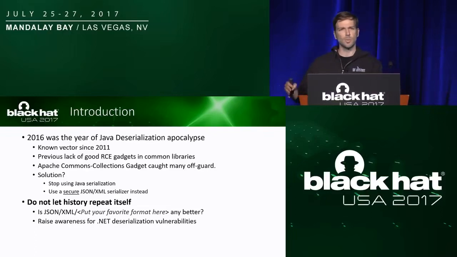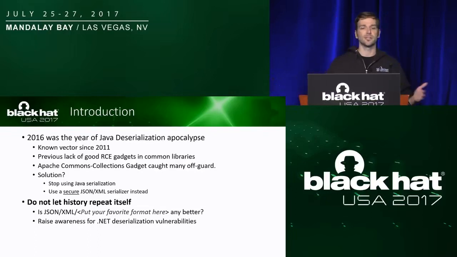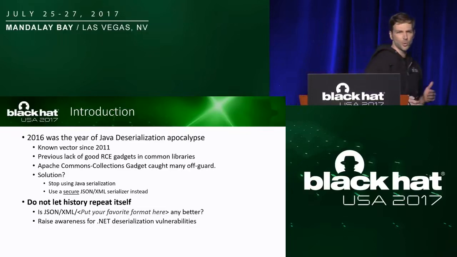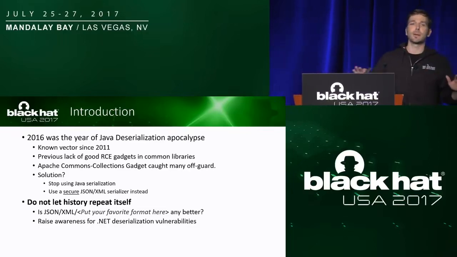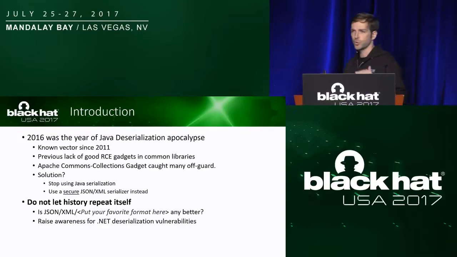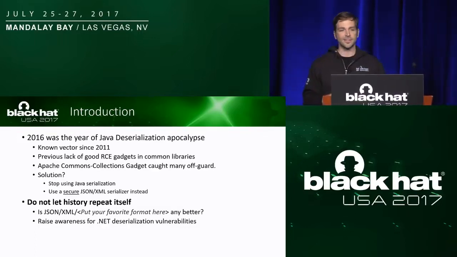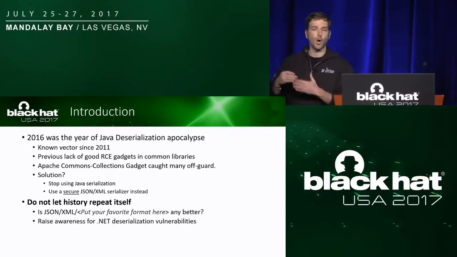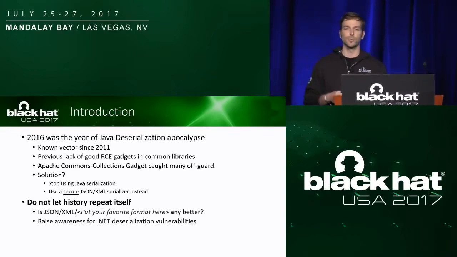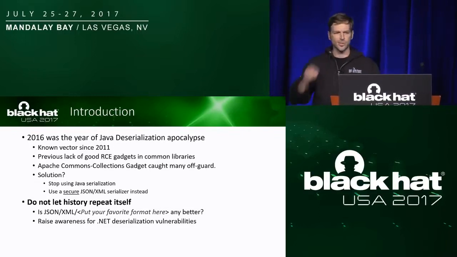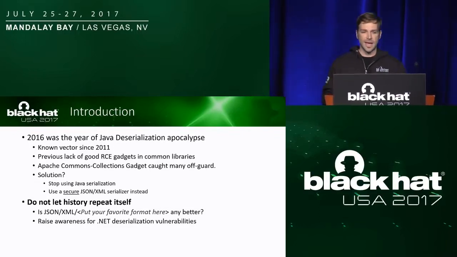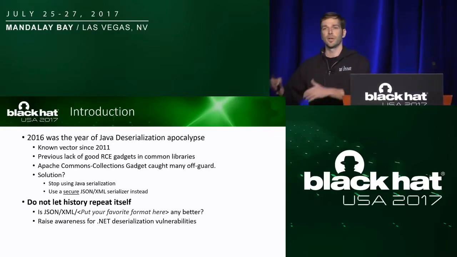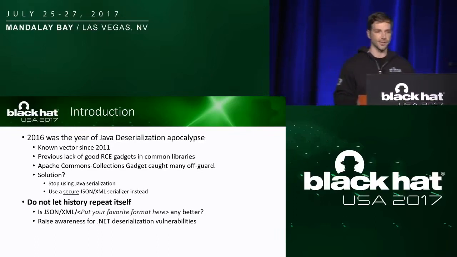But since there were no remote code execution gadgets, again, the community was not actually looking for these vulnerabilities, or was kind of ignoring them. So at that time, the solution was: okay, stop using Java deserialization altogether. It's dangerous. You should not deserialize untrusted data. And developers were like, well, yeah, I would like to do so, but I need to store my objects in this database, or I need to send these objects across the wire, so I need to use something. And then the security experts were like, okay, then use something like a secure JSON or XML library instead.